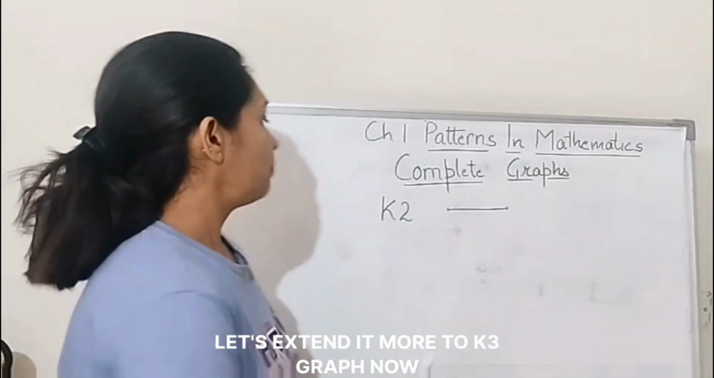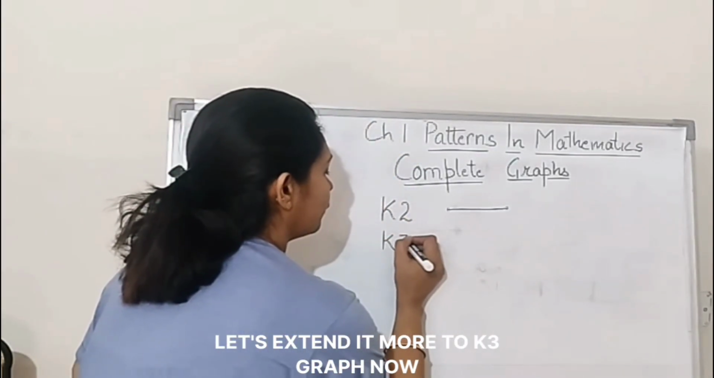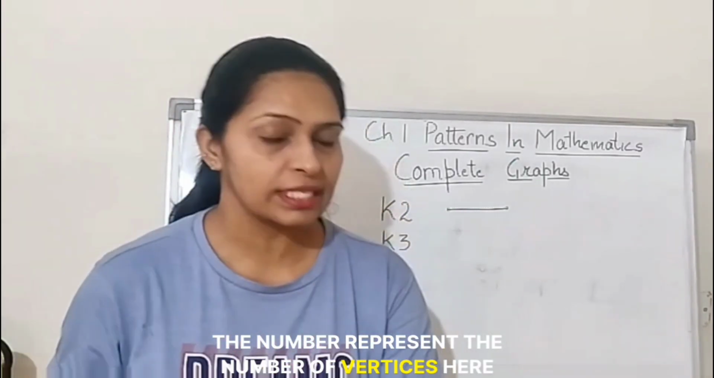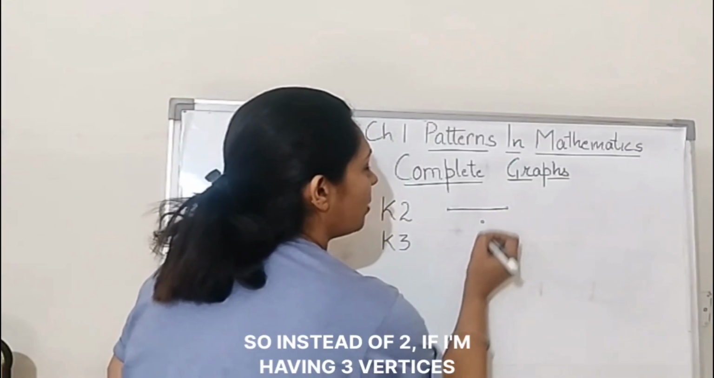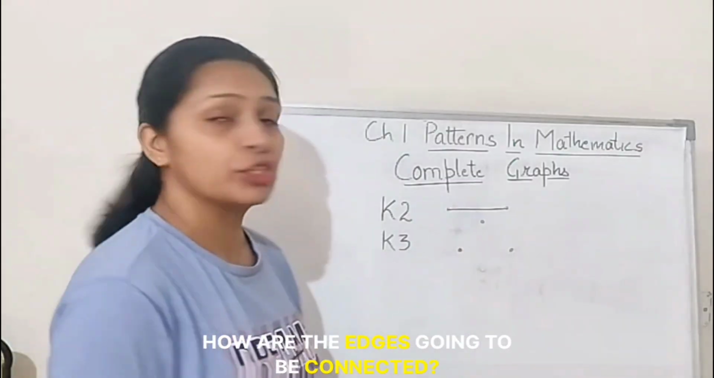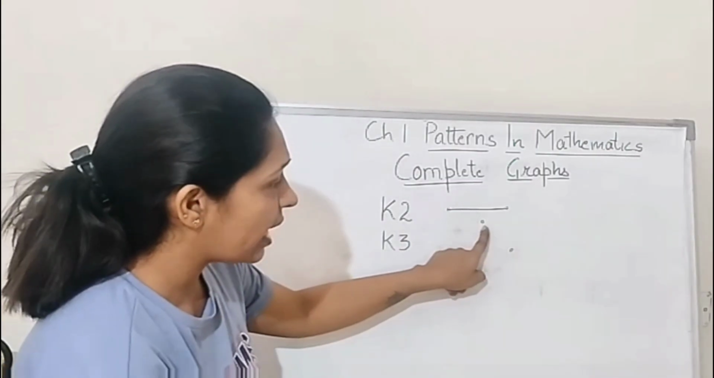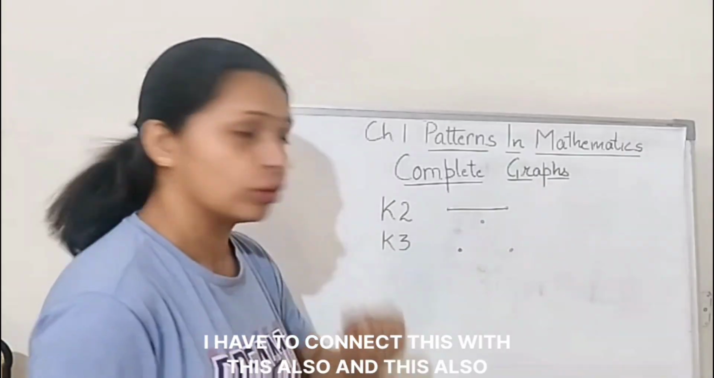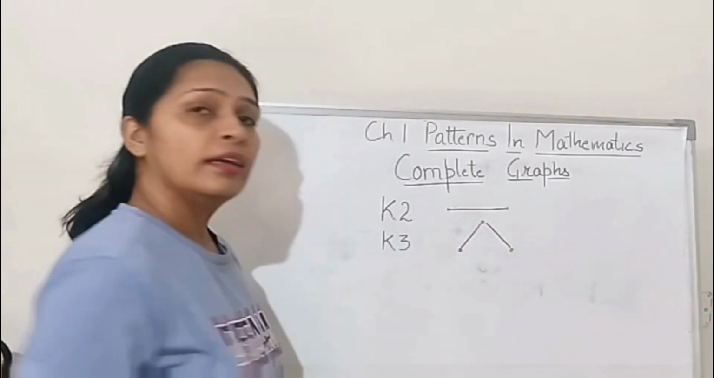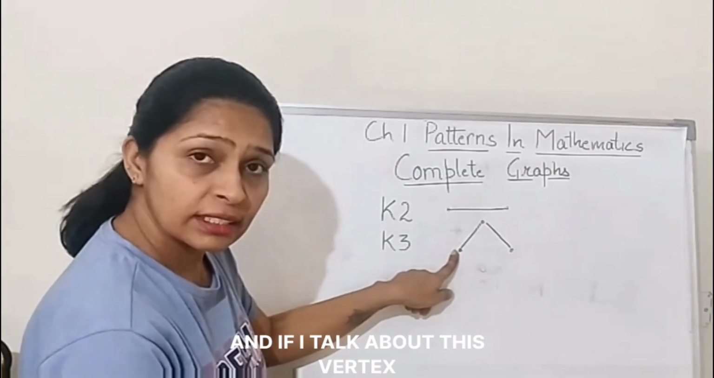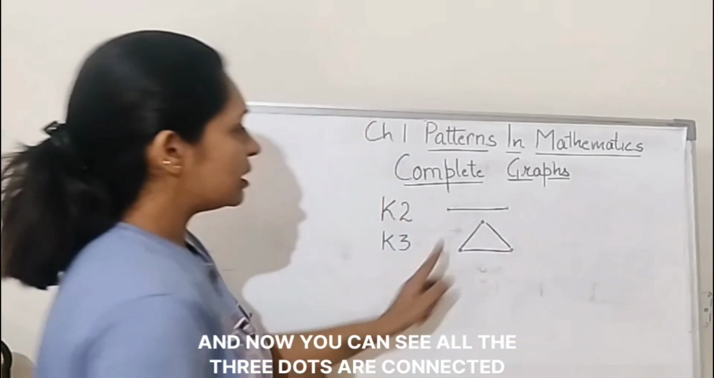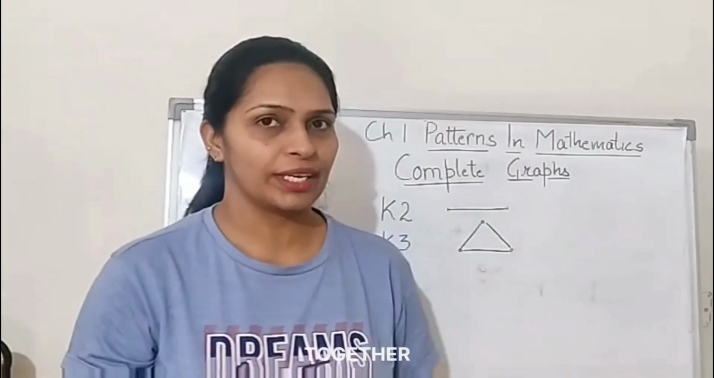Let's extend it more to the K3 graph now. What is a K3 graph? As I said, the number represents the number of vertices here. So, instead of 2, if I have 3 vertices, how are the edges going to be connected? If I start from this vertex, I have to connect it with this one also and this one also. So we can simply connect this. And if I talk about this vertex, it has to be connected with this one also and here. So I will connect it. And now you can see all the 3 dots are connected together.